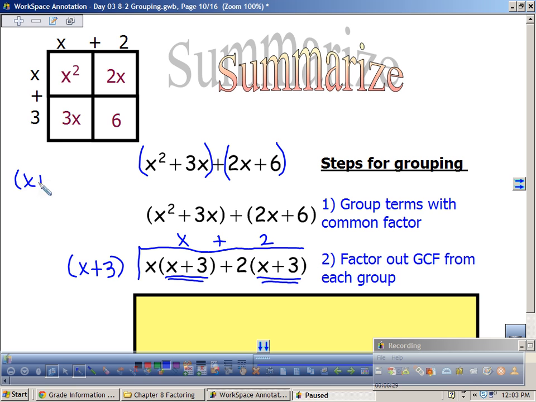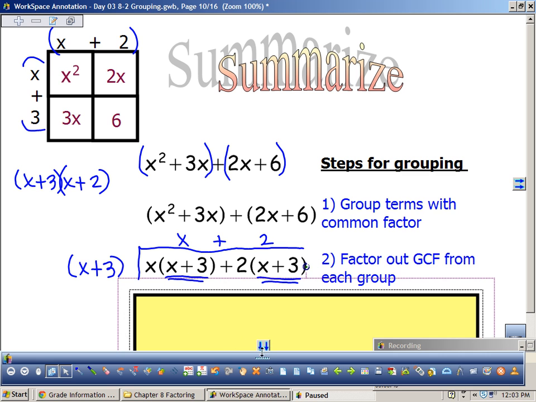What would I multiply x plus 3 by to get x times x plus 3? And what would I multiply x plus 3 by to get 2 times x plus 3? Isn't that what we got before? x plus 3 times x plus 2. Isn't that what we have here? And that's what I got here.